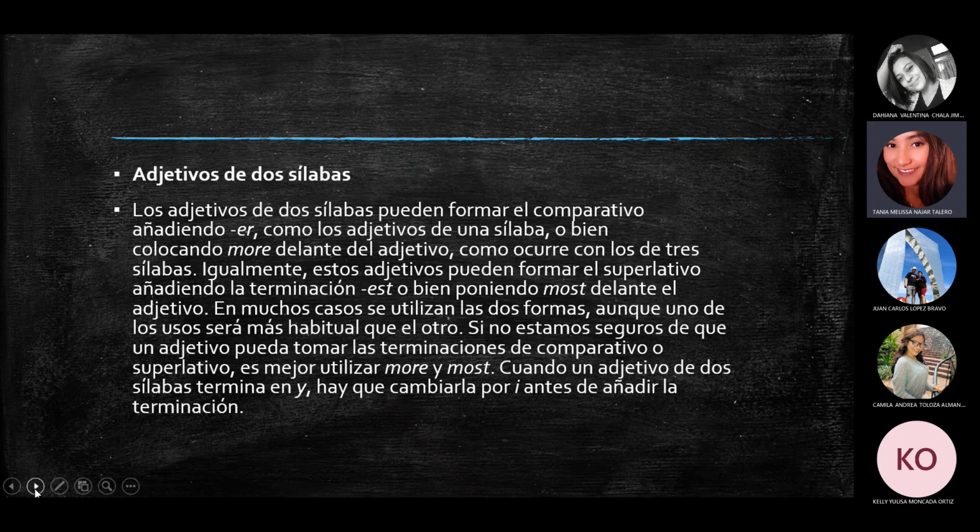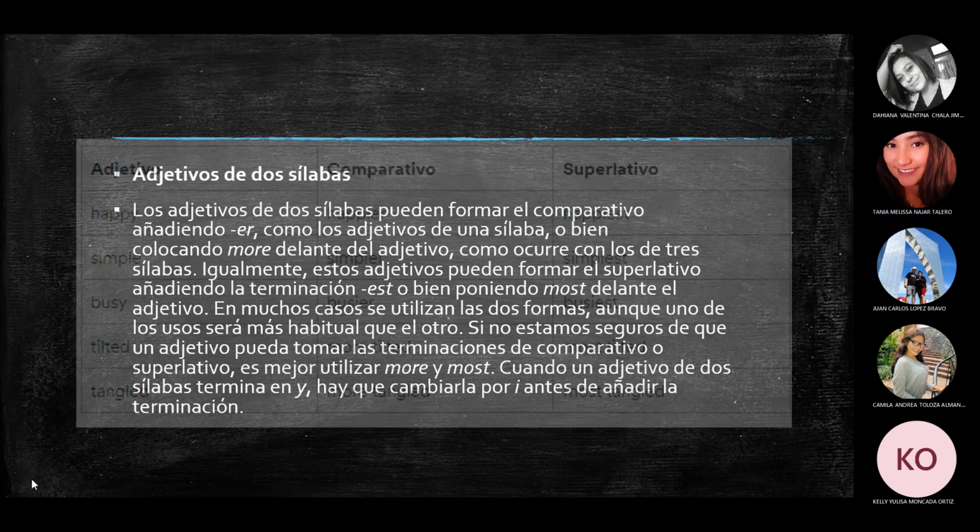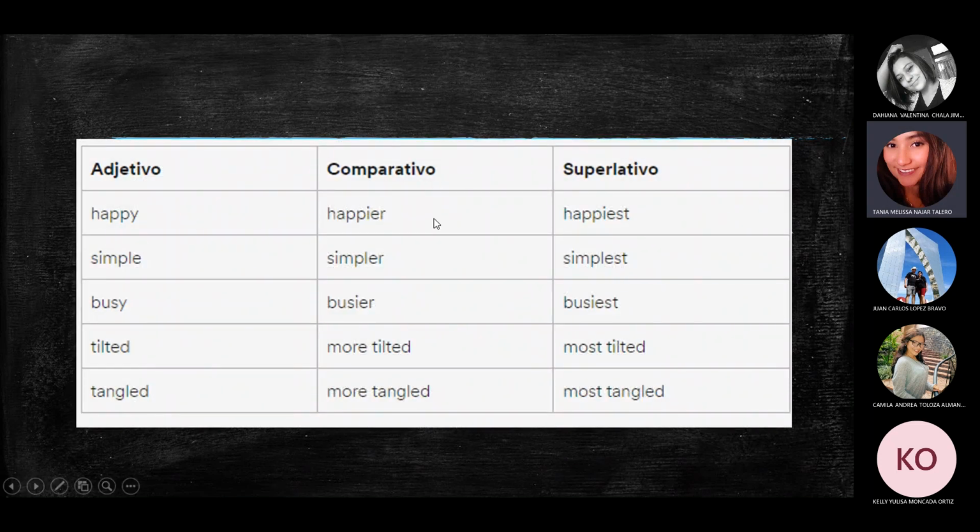We have the adjectives of two syllables that can form the comparative by adding er. Remember er. And in this case, if it is superlative, we add est. And remember, if it is a long adjective, we put most, and in this case, in the rule of two syllables. And we have some examples. For example, look here. Happy.